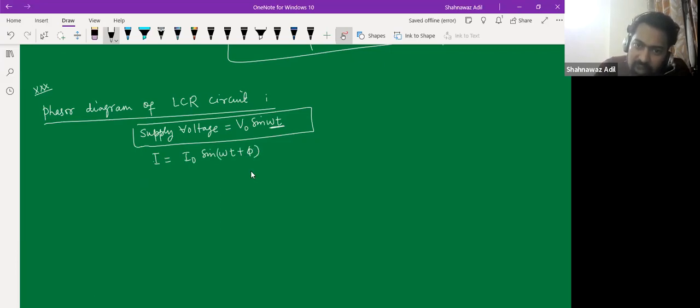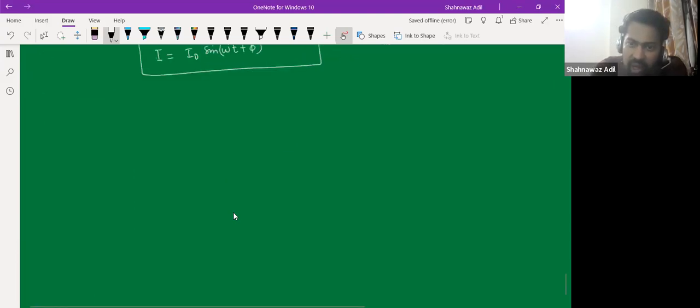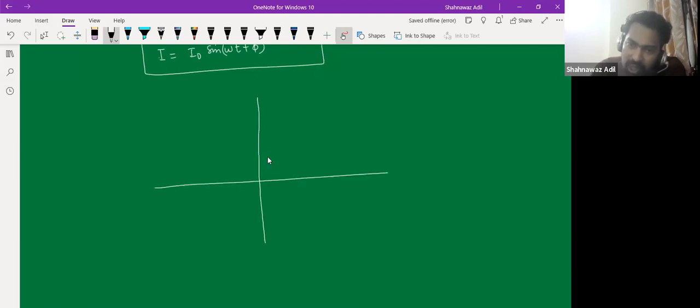right? So keeping these things in mind, let's say we draw our I naught. If I draw this I naught, this angle is how much? That is omega t plus phi, right? This is my I naught. And if I drop this thing down, I will get omega t plus phi. Now, this is the current that I have.